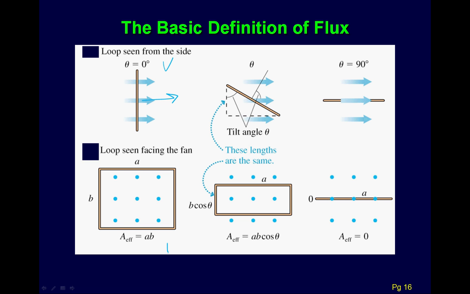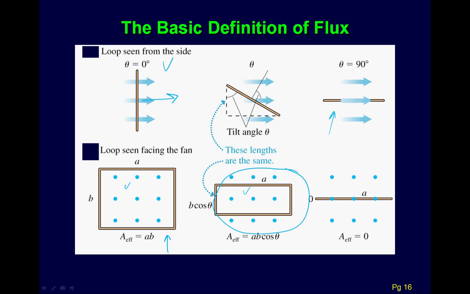Here's the head-on view, as if you were looking from the right. Here's the tilt angle, so looking from the fan, it basically has less air going through. One way to quantify this is how many arrows you see. Here I have a total of 9 arrows, here I have 3. And finally, when it's flat, there's no air going through it at all. So this gives us a sense of what flux means.